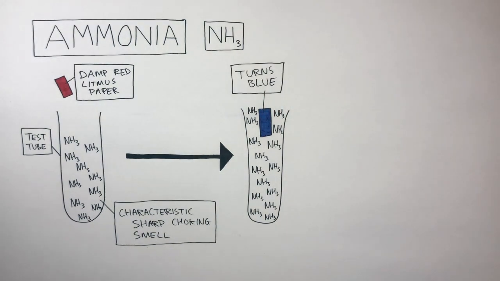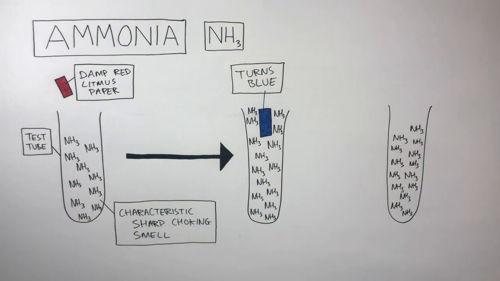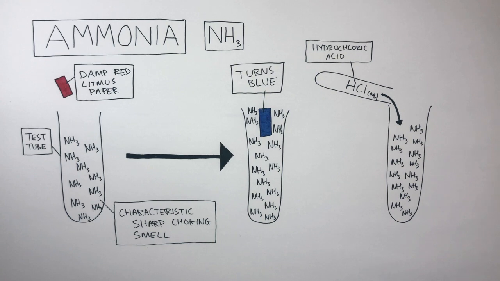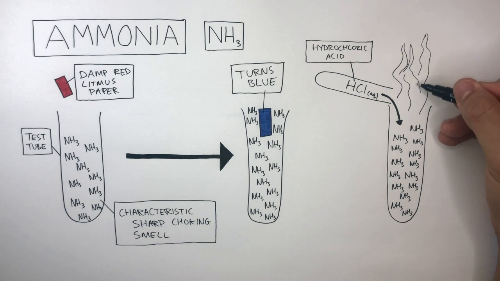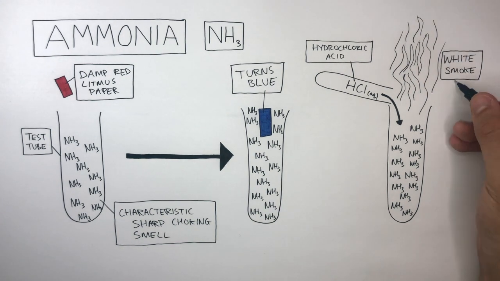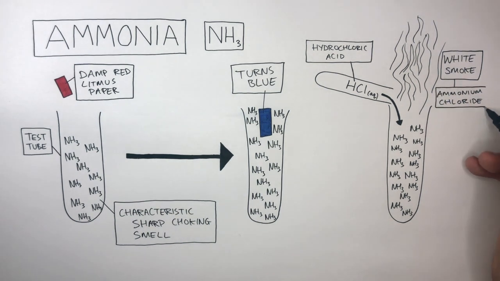The final test is using hydrochloric acid. This test tube contains hydrochloric acid, which is poured into the test tube containing ammonia. This causes a chemical reaction to take place, and the observation is white smoke of ammonium chloride is given off. This white smoke of ammonium chloride, along with the characteristic sharp choking smell and the damp red litmus paper turning blue, are used to identify ammonia.